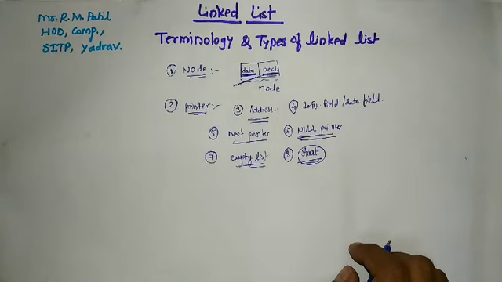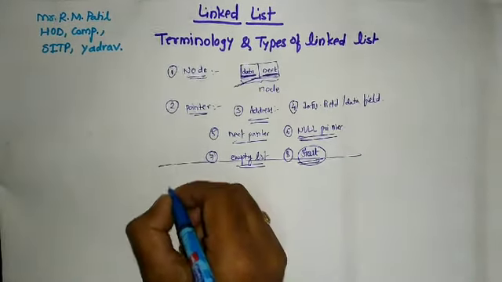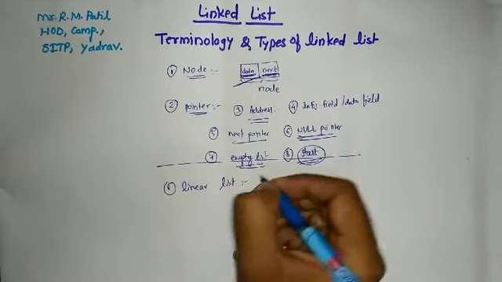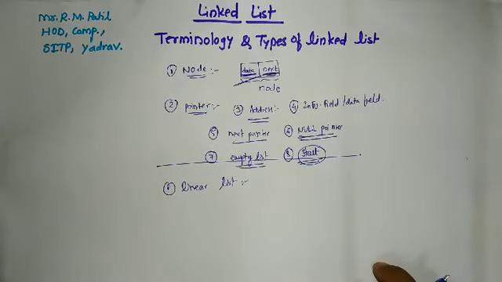The second thing we need to discuss today is the types of linked list. The first type of linked list is the linear list. A linear list is defined as an ordered collection of finite homogeneous data elements called nodes, where the linear order is maintained by means of pointers or links.